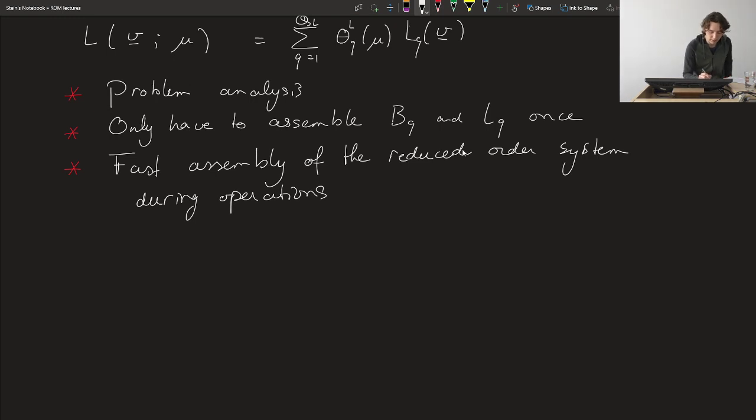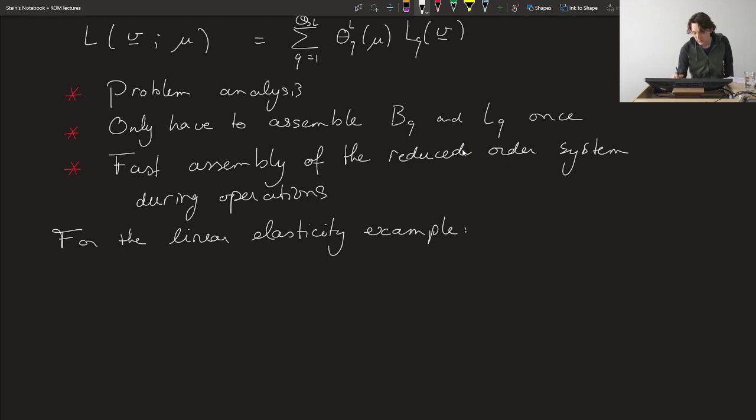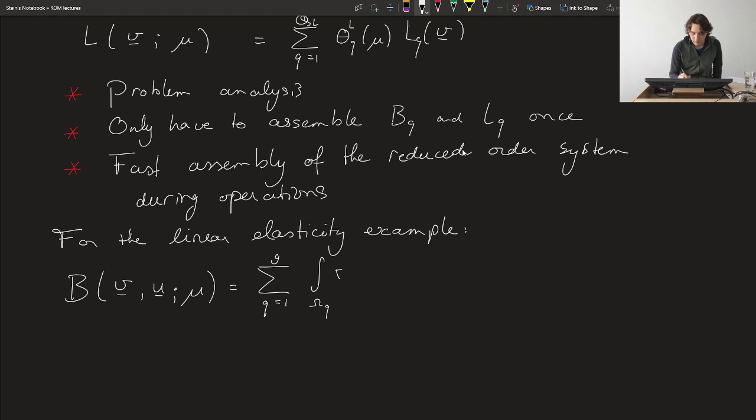So for the linear elasticity example, firstly we're going to write B(V, U; mu) simply as the sum over each of the 9 blocks, where we have 9 subdomains, and we would still have the same expression.